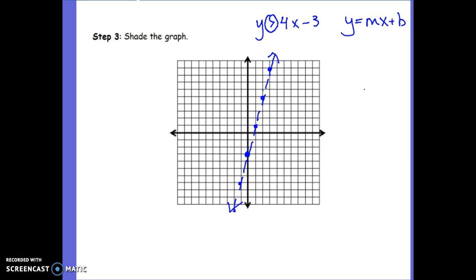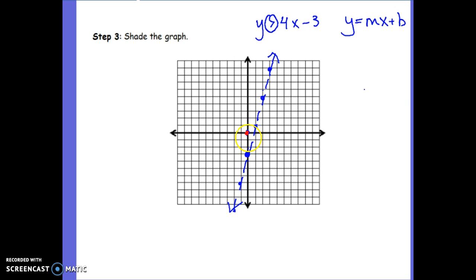Now the second part of this is to decide which way I want to shade the graph. I can pick any ordered pair. It does not matter which one. For simplicity's sake, a lot of times I like to pick the point 0, 0. And you can only pick that point if it is not on the line. 0, 0 is not on the line.